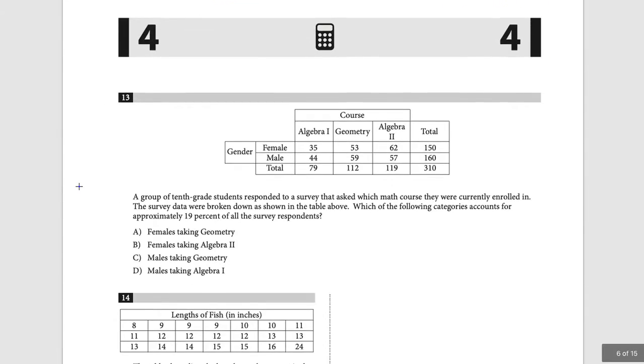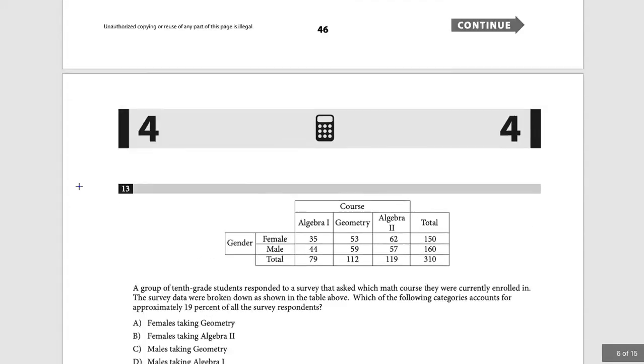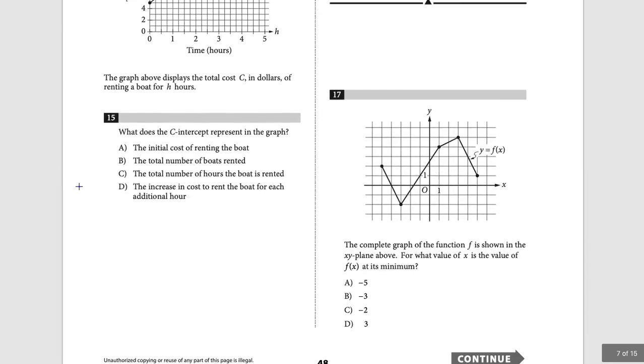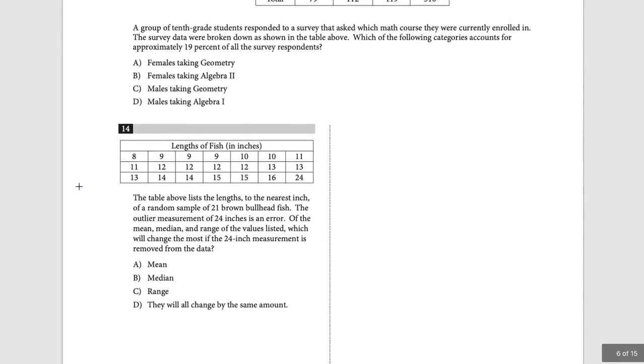Let's move on to number 13. Now, this is a brand new problem because you guys all did through number 12 for homework. So we're on a brand new problem.